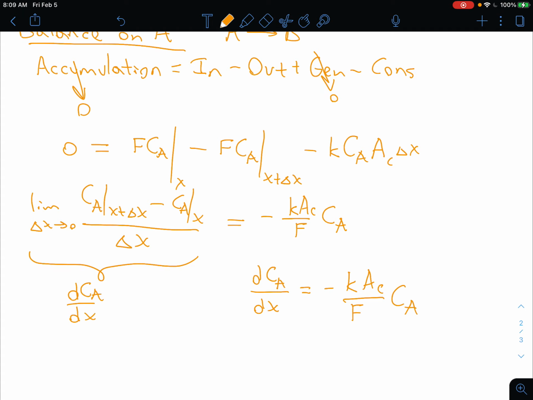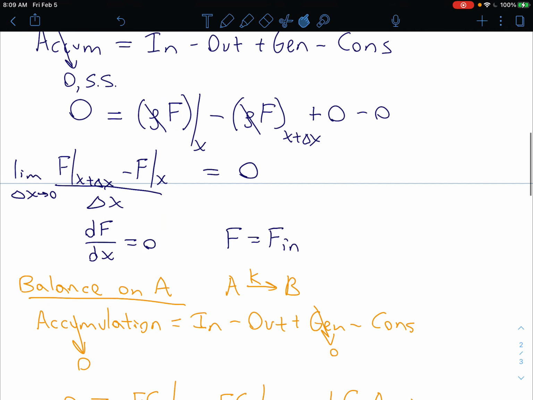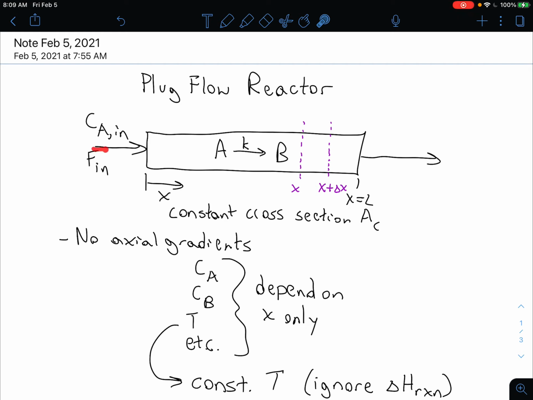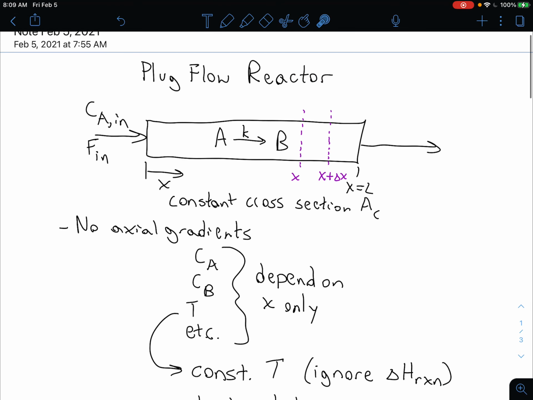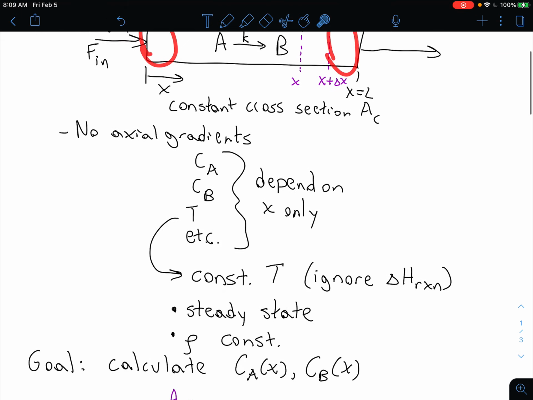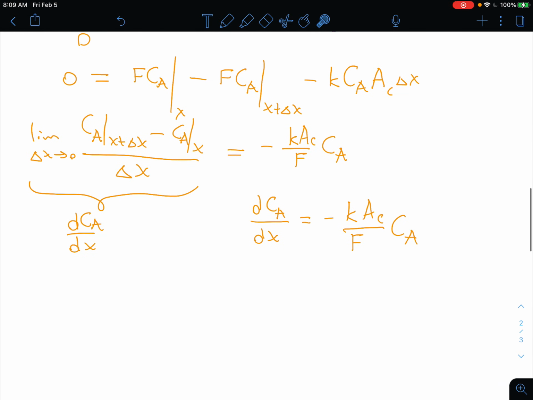A reality check may be useful. So intuitively, we know that as we go across the reactor, A is going to be consumed. And so we would expect dCA dx to be negative. And in fact, the rate at which it changes should be proportional to CA. So in the beginning, it should change faster than at the end because CA is being consumed. So let's take a look at that. These quantities are all positive. So this negative sign means that we have a negative derivative for CA as a function of x. And so that makes sense. Also notice that the rate at which CA declines is going to be proportional to CA.